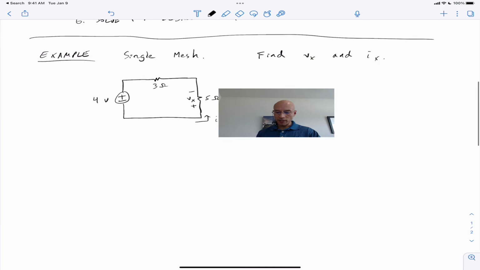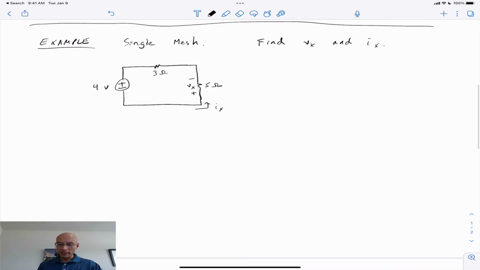So let's focus on this one mesh example. We're looking for Vx and Ix as defined in this problem statement. I can define a mesh current. It may or may not be the current in a loop, but in this case I can pick a mesh current that goes clockwise. I could choose counterclockwise. It doesn't matter. I just have to be consistent. So we'll call this I. We have a single mesh, so we have one KVL equation to write around the loop.